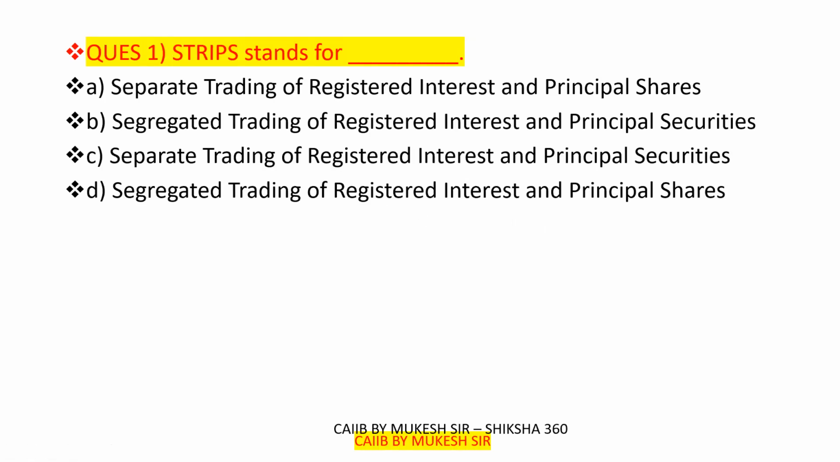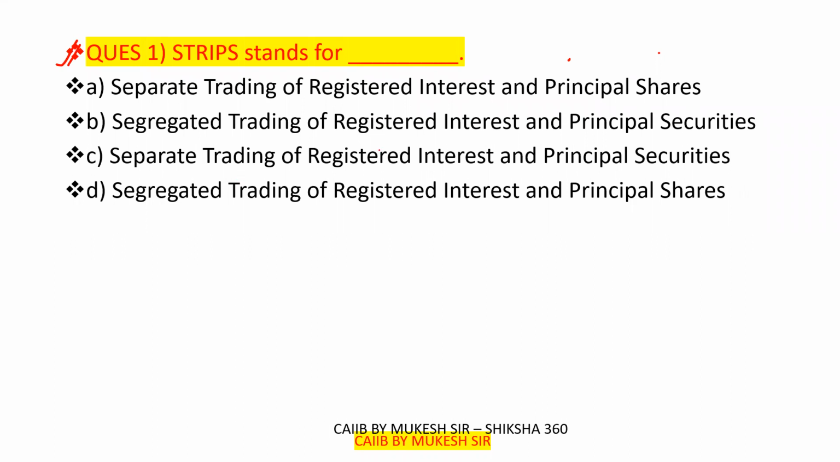So let's start. The first question is presented on your screens now. This point I have already discussed many times with all of you. The first question: STRIPS stands for what? What is the full form of STRIPS? Please tell fast. Option one: separate trading of registered interest and principal shares; option two: segregated trading of registered interest and principal securities.